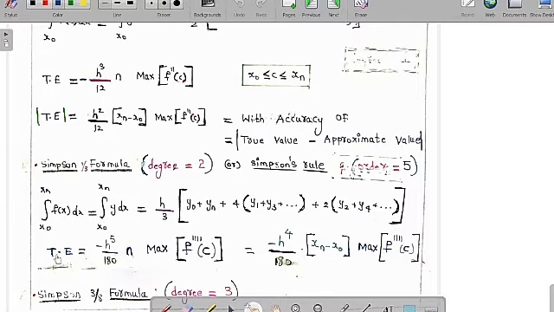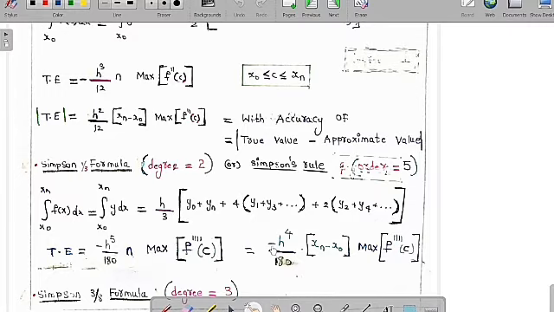So truncation error for this Simpson's 1 by 3 formula is minus h to the power of 5 by 180 into n into the maximum value of the fourth derivative of c, where c is going to lie between x0 to xn. But you can replace n by xn minus x0 by h, and then you are going to get minus h to the power of 4 by 180 into xn minus x0 into the maximum value of the fourth derivative of c. So you can see clearly that truncation error is always negative.